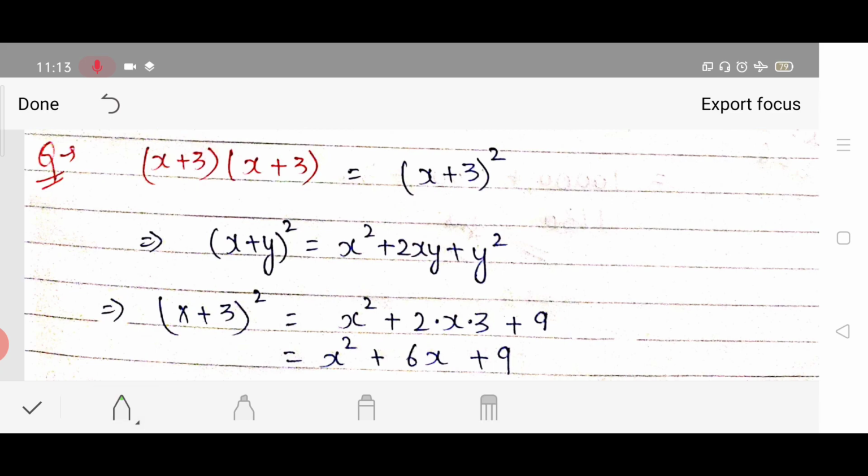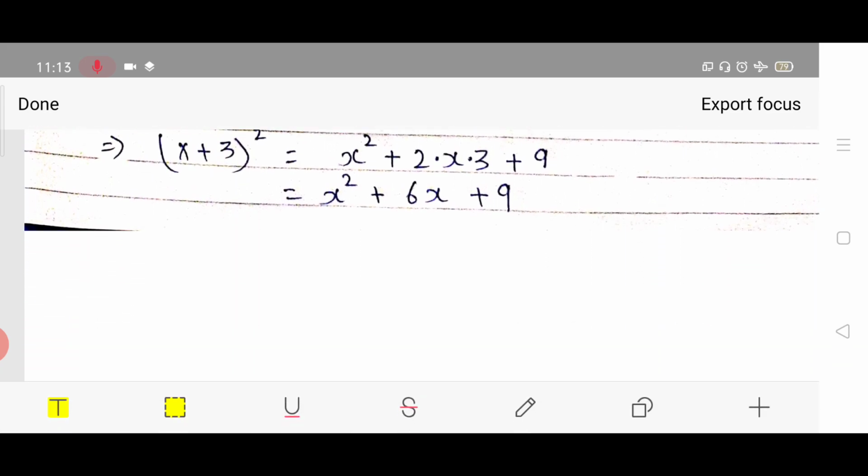What will you get? If you compare (x plus y) whole square to (x plus 3) whole square, the value of x is the same, but the value of y comes out to be 3. So we will equate the value of y in this equation to 3, and then solve this question. (x plus 3) whole square is equal to x square plus 2 into x into y, where y is 3, so we put 3 here, plus y square, 3 square is 9, so we put 9 here. So after solving this, what will you get? You will get x square plus 6x plus 9. So this is the solution of question number 1.